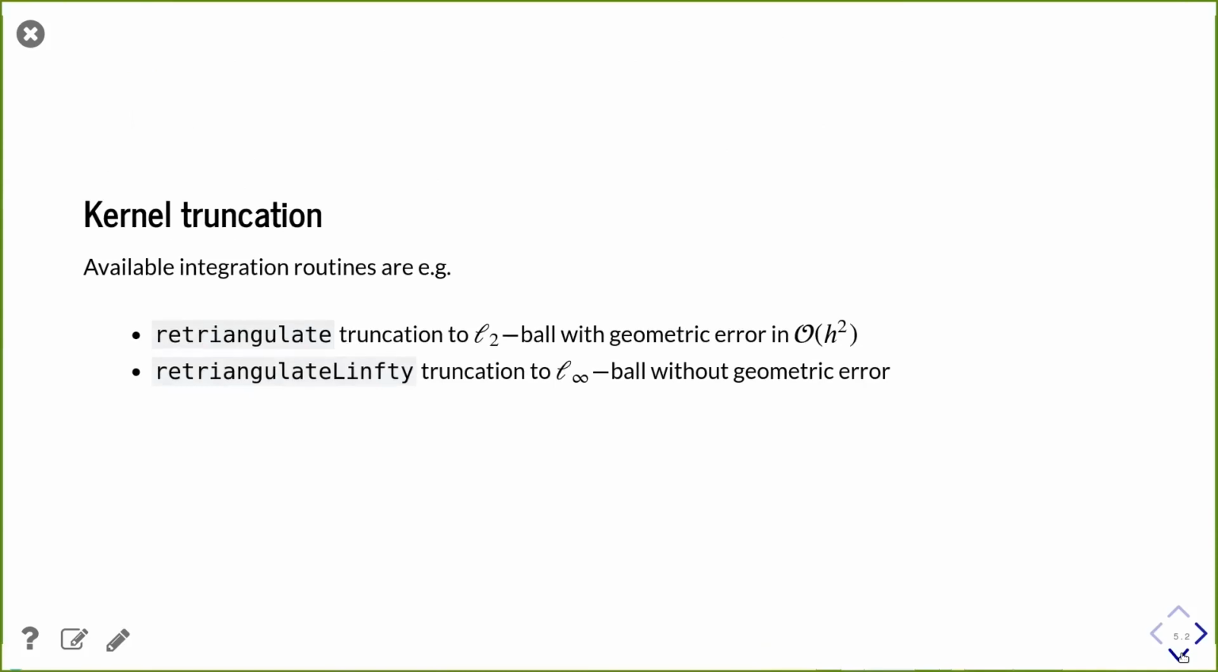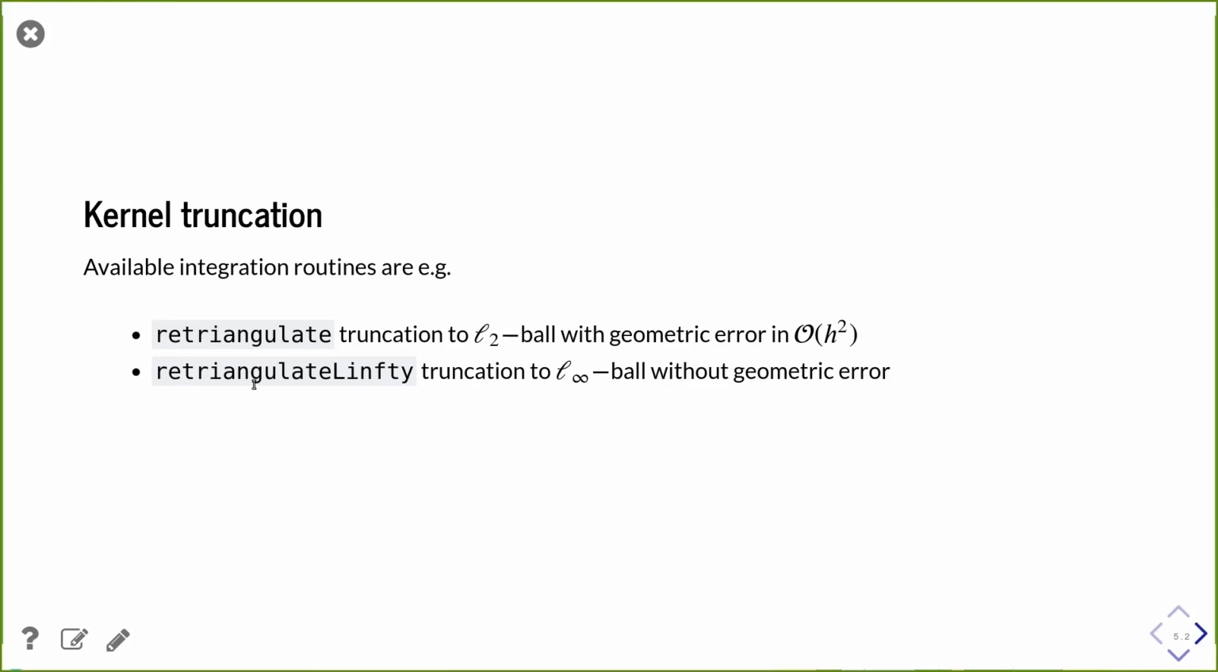First, we start with the truncation. We have 2 cases in the 2D case. So the first one is the L2 ball, which is possible. So you have there a geometric error of O of h squared with that real triangulation which we implemented there, and you can therefore nicely integrate over kernels which are truncated with respect to L2 balls. So it's called retriangulate. So that's the name of that routine or of the configuration you have to set.